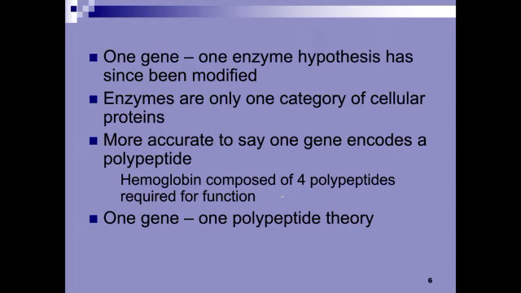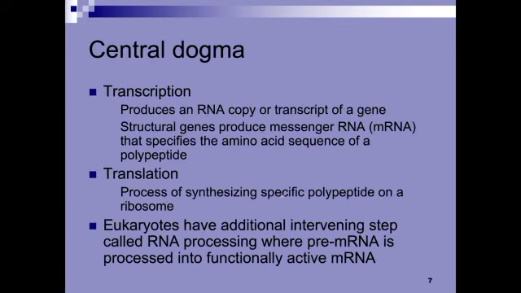It is actually made up of 4 polypeptide chains all bound together. And hemoglobin will not carry out its proper function if all 4 of those chains are not together. So we have turned this from one gene, one enzyme into a one gene, one polypeptide theory. So that brings us to the central dogma of biology.